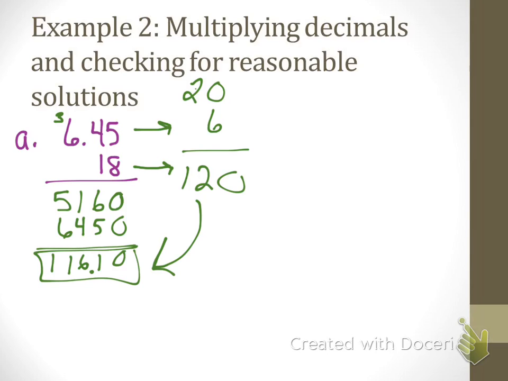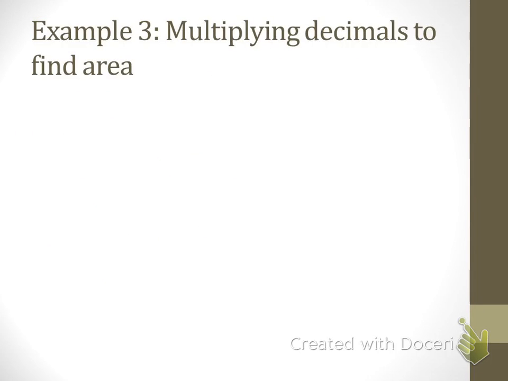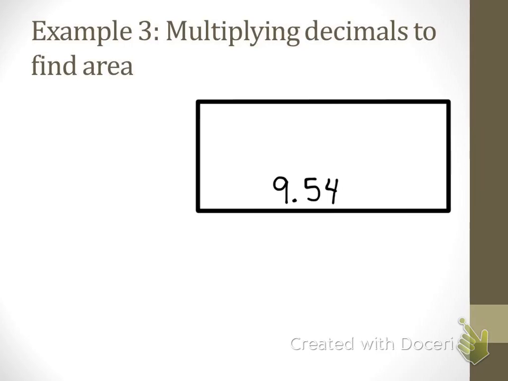Now, last example is we're just finding area. Okay, so now we have a, what shape is this? It's a rectangle. I want you to find, what do the quotation marks mean? What label is that? That's inches. Okay, so I want you to find the area of this rectangle.